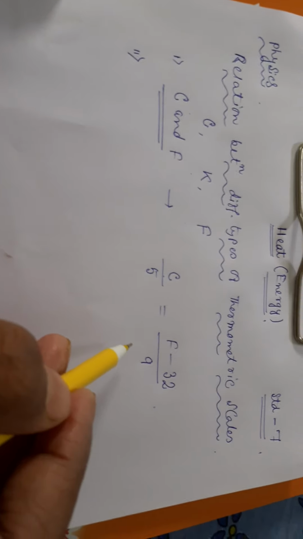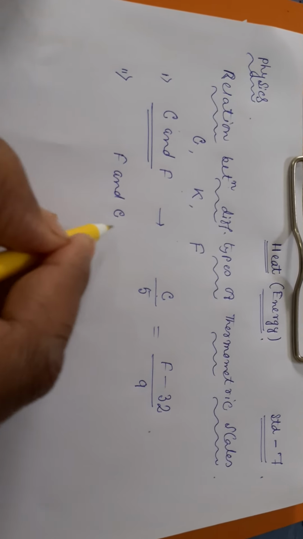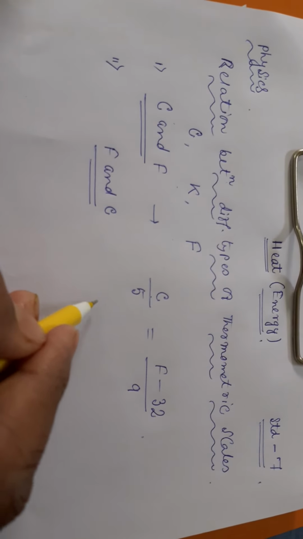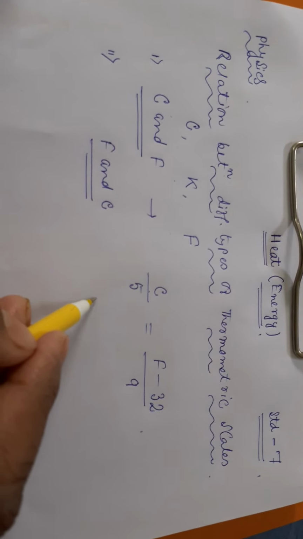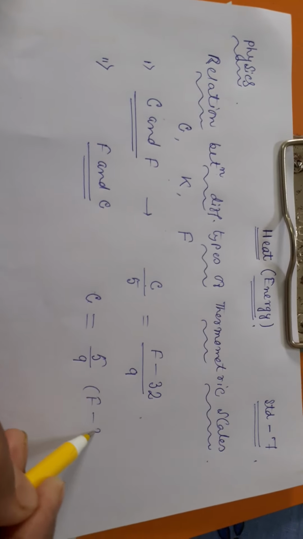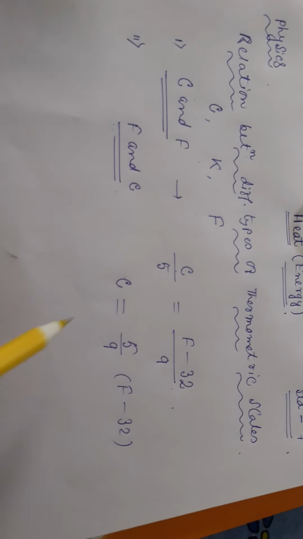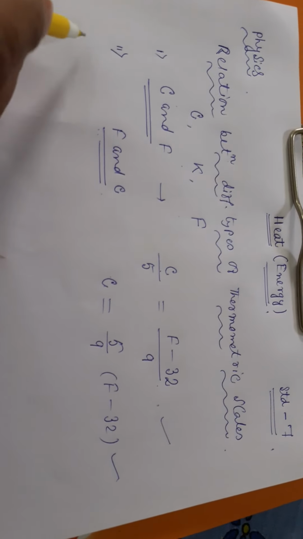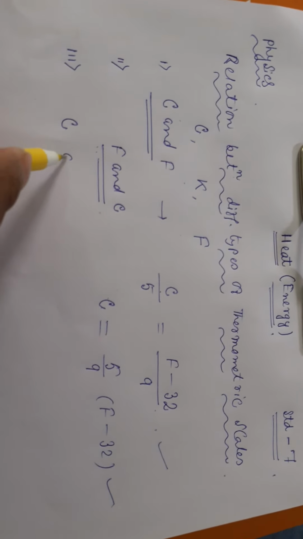Second one, if you are talking about F and C, from here you will get that relationship. If you just change that one, the same relationship you can write down, or simply you can write that C is equal to 5 by 9 into F minus 32. This relation is also the same. For C and F, anyone of these equations you choose, the same result will come.